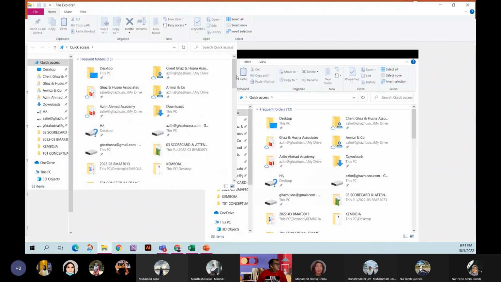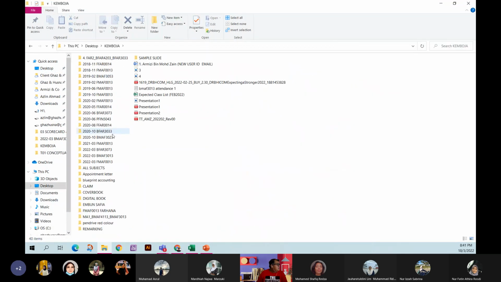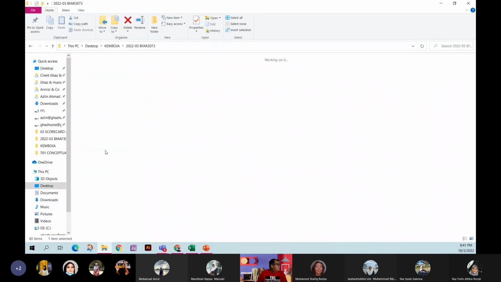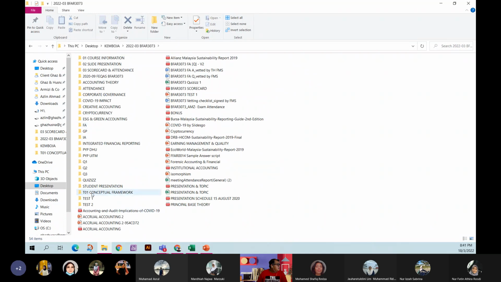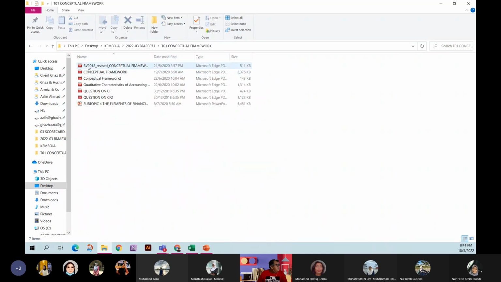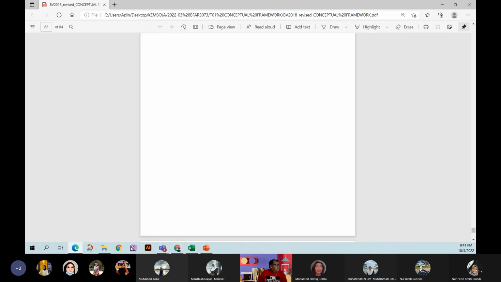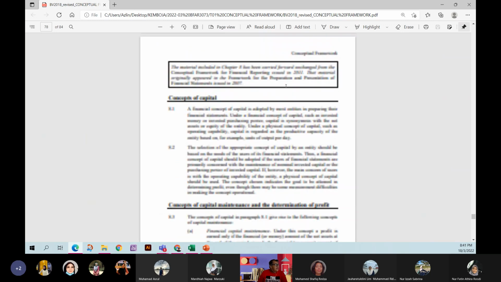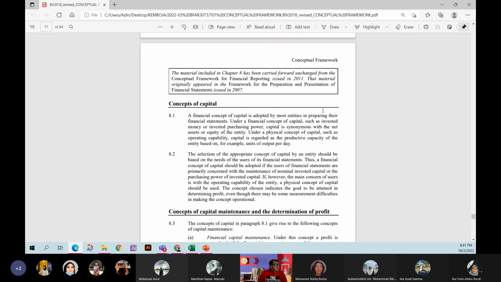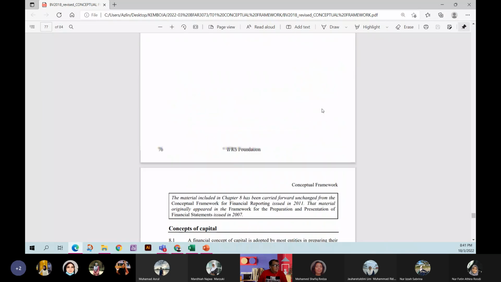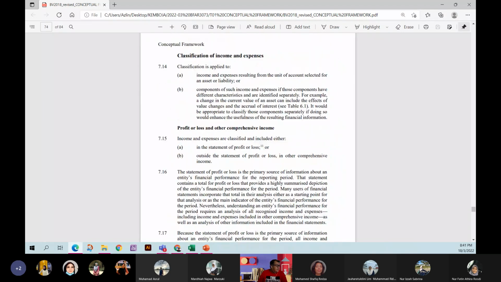Sekejap, saya buka balik desktop. Ni Conceptual Framework. Ni BV ni apa? BV ni dia macam still draft. Draft ni akan di-table, akan didiscuss. Maksudnya standard setting akan create satu standard baru.